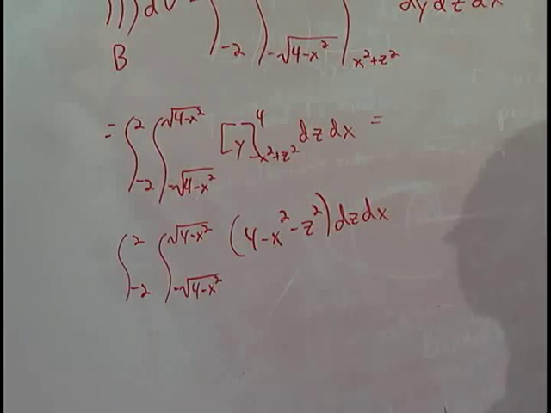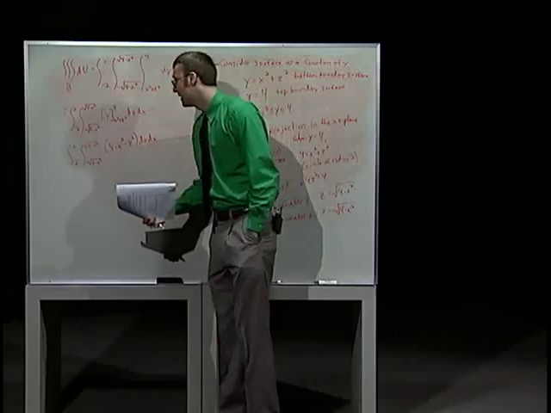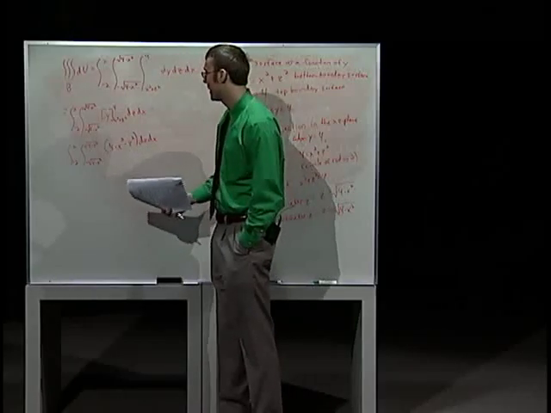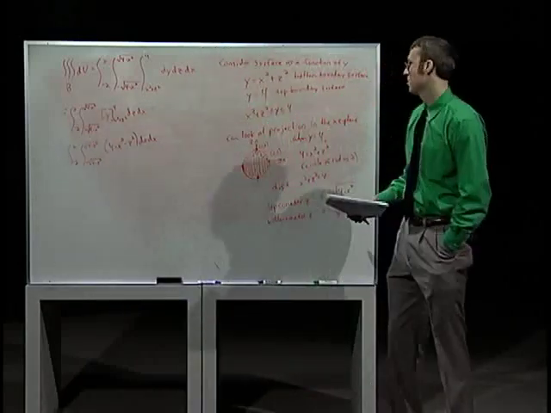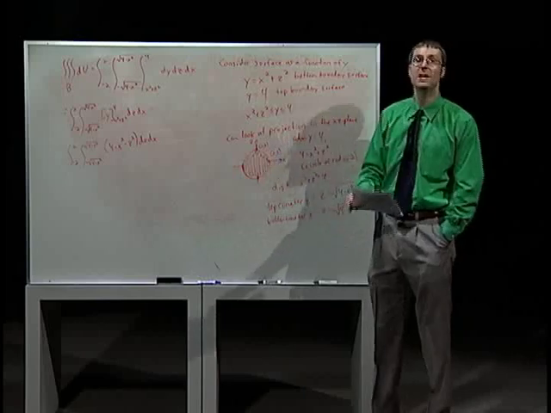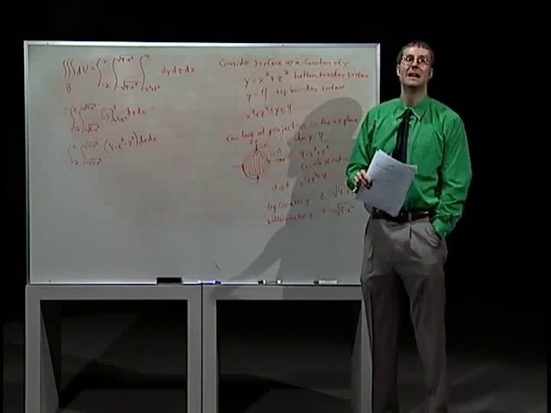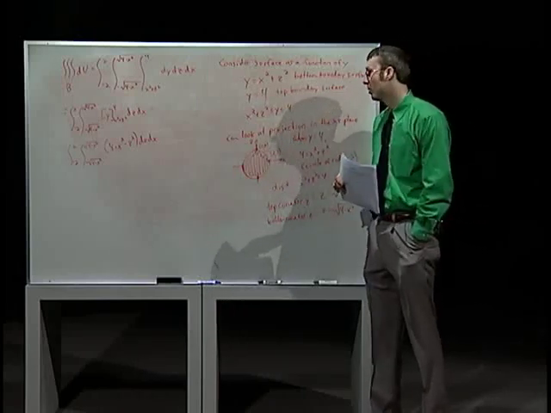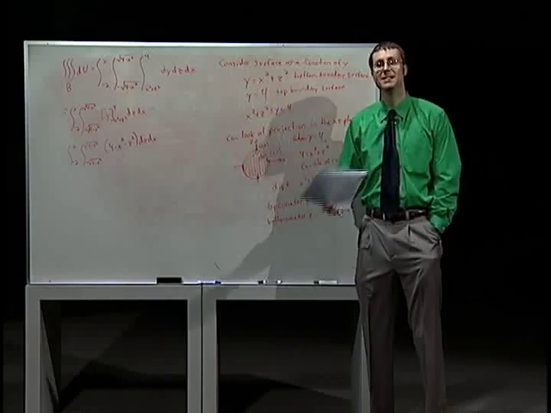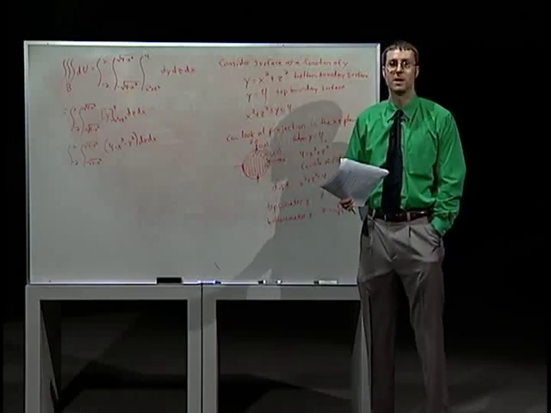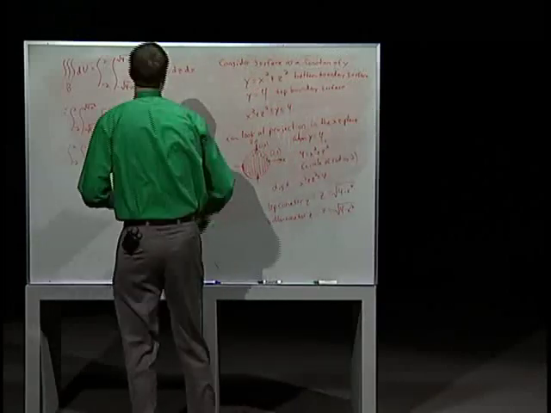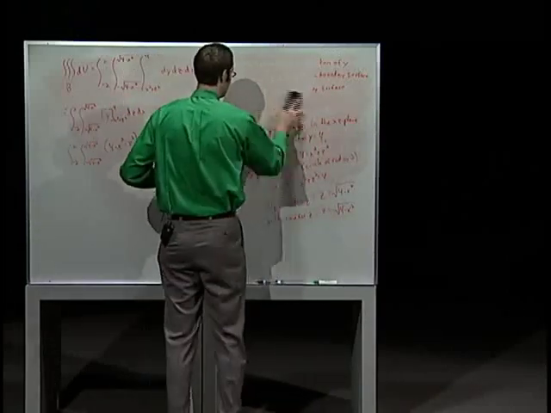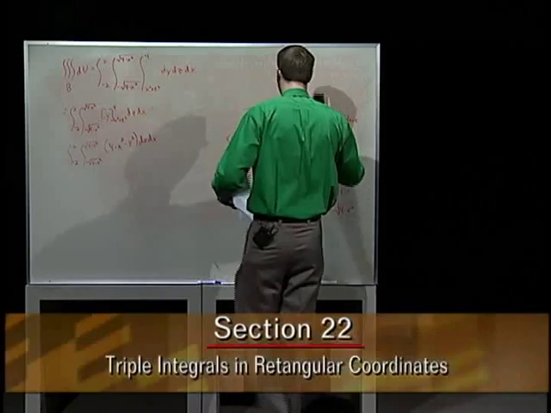Okay, now things are probably going to get pretty ugly here because we have square roots and things like that, but we have a savior, right? Polar coordinates. This is a circular region in the xz plane, and that's exactly the time when we use polar coordinates to make life easy on us in a circular region in the plane, okay?